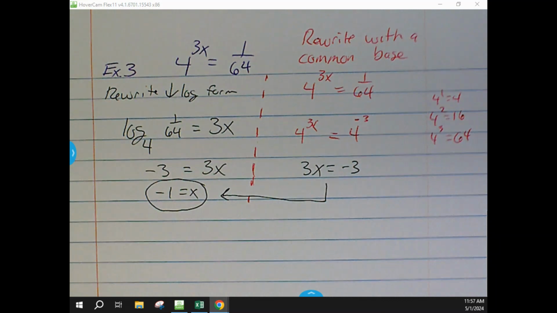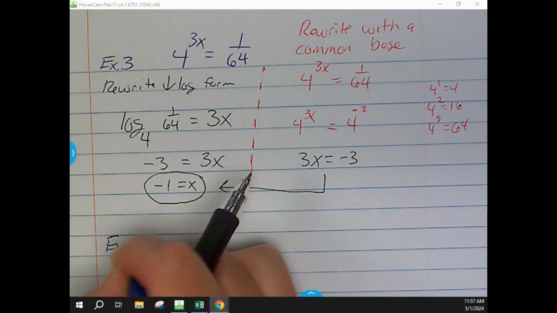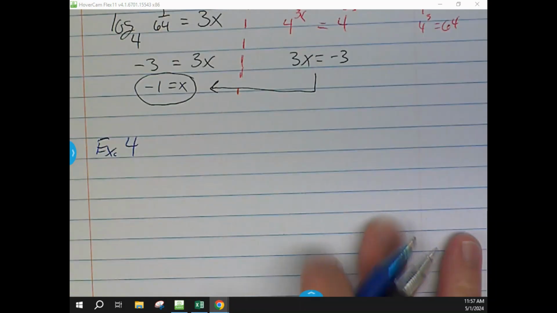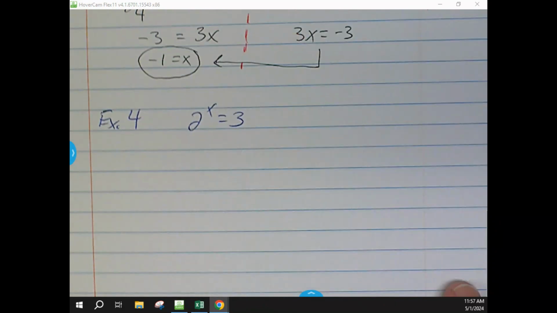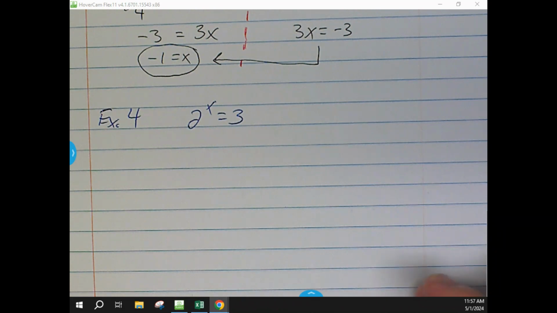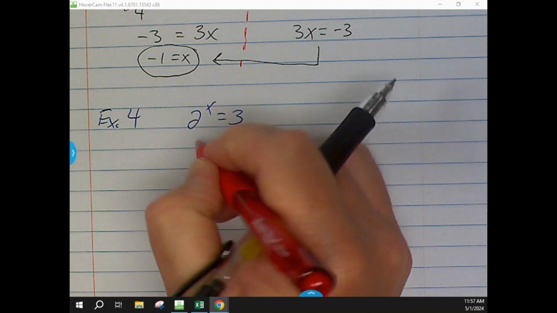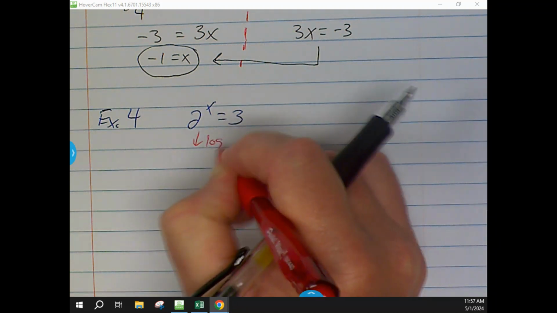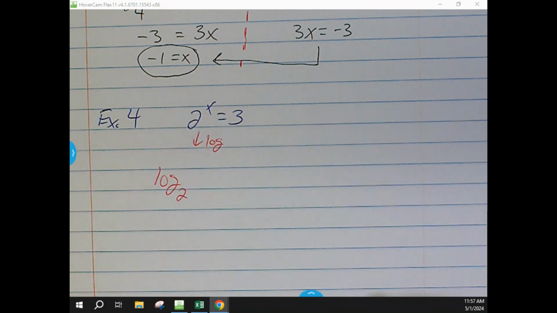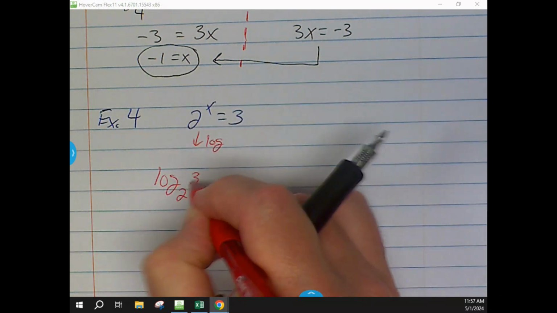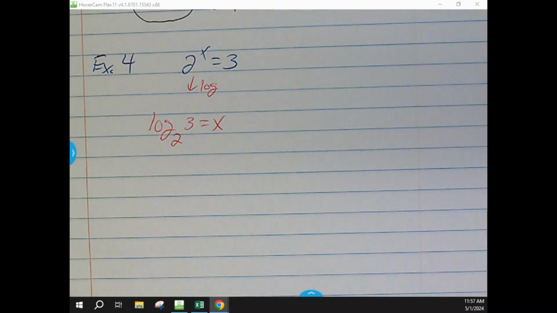Okay, so for this one, now the next one coming up, there is no common base on this one. This one, you just have to straight up use your calculator. So this one's just a plain old solve here. Just 2 to the x power equals 3. Okay, so again, we're going to rewrite it in log form. So we've got 2 as our base, so that will go here. Again, switch these two numbers. The 3 will go there. The x goes there. And that part's just all calculator.